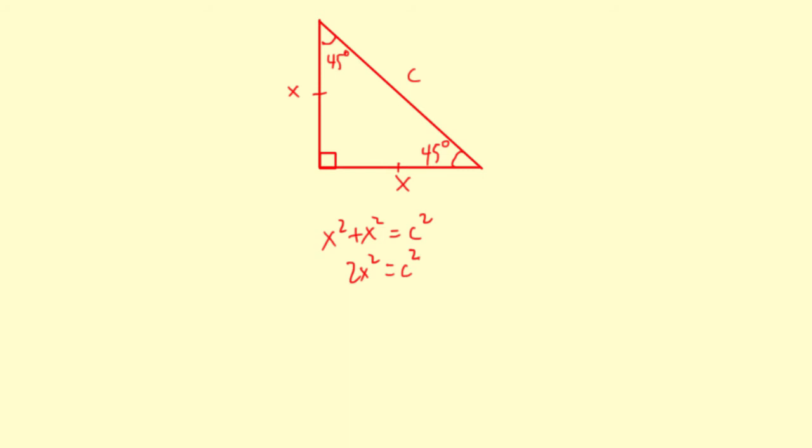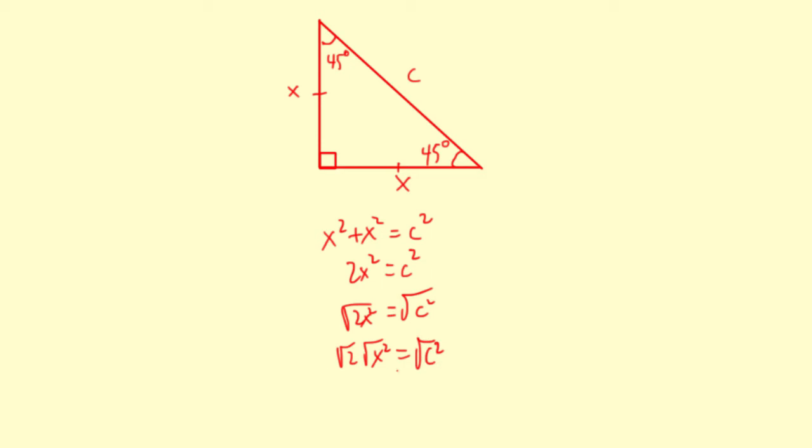Then I'm going to take the square root of both sides. So square root of 2x squared equals square root of c squared. So square root of 2x squared can be split up. I'm going to put square root of 2 and then square root of x squared. Those are multiplied together, equals square root of c squared.